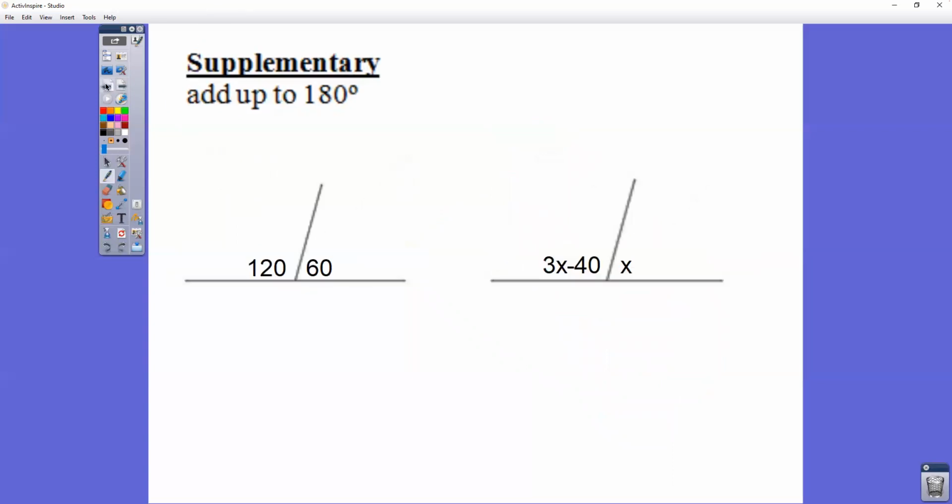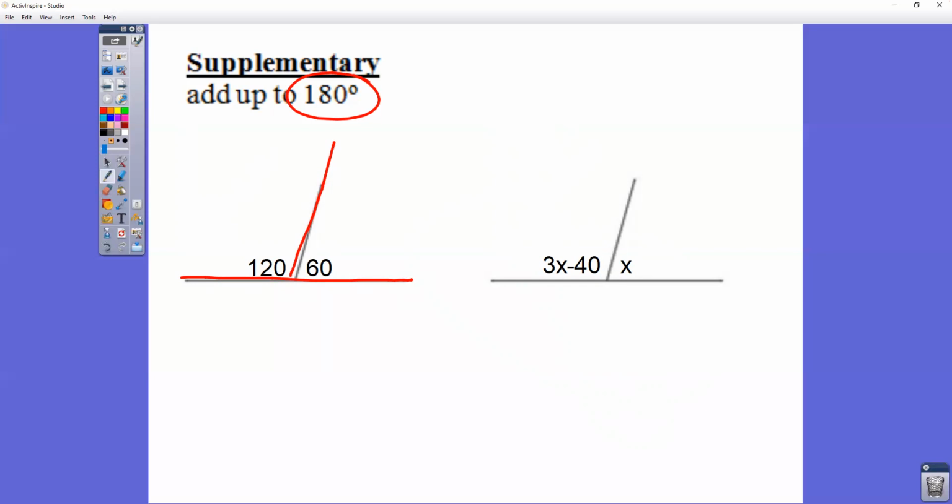The next type of angles are supplementary angles. Supplementary angles take a straight angle and divide it into 2 pieces. Since it's taking a straight angle and dividing it into 2 pieces, those 2 angles add up to 180 degrees. For example, 120 and 60 add up to 180.